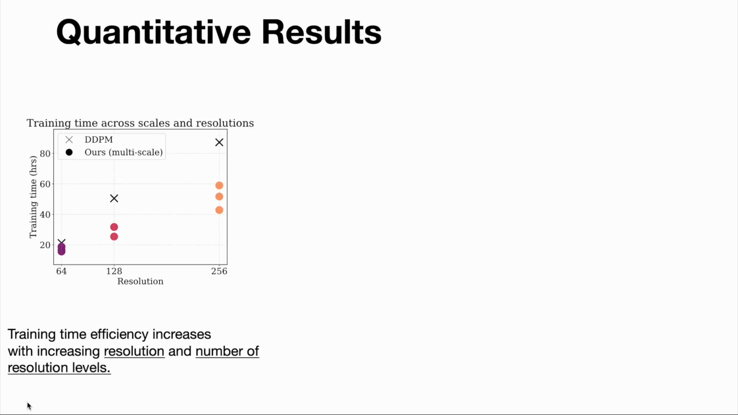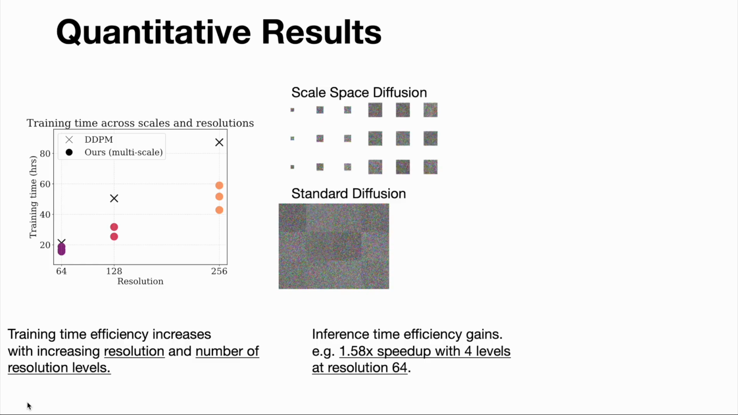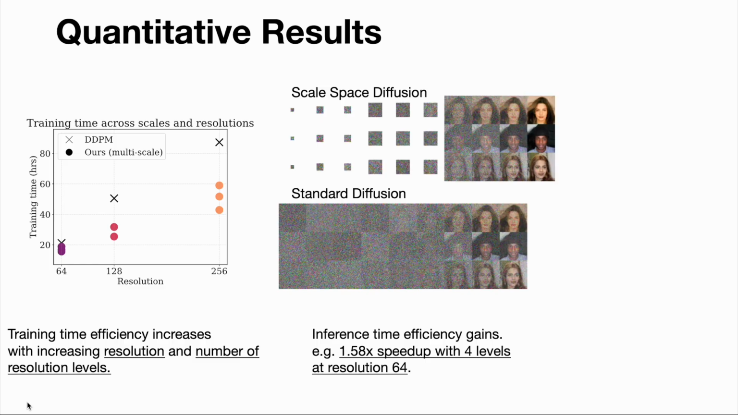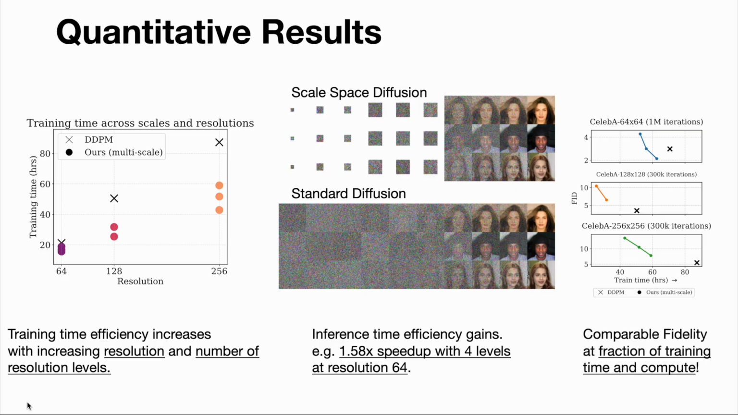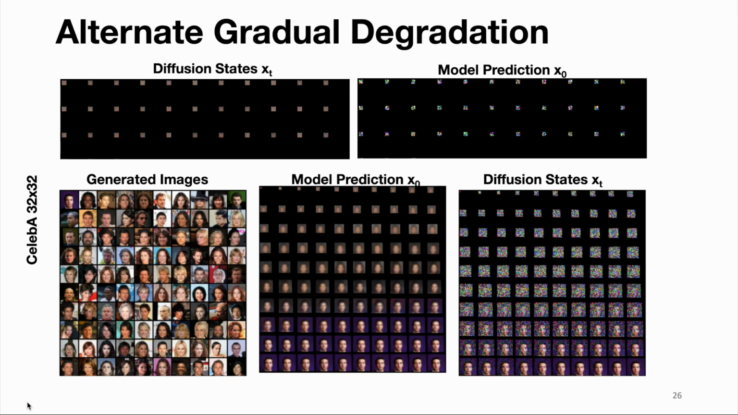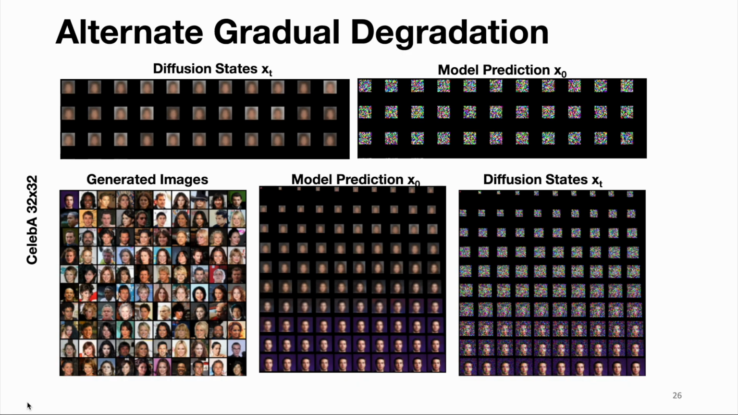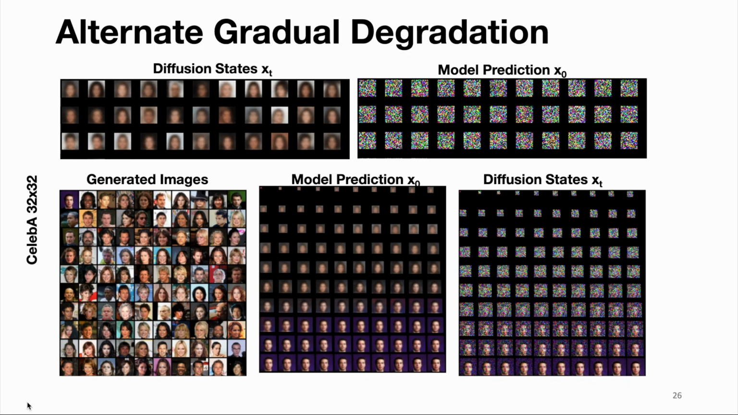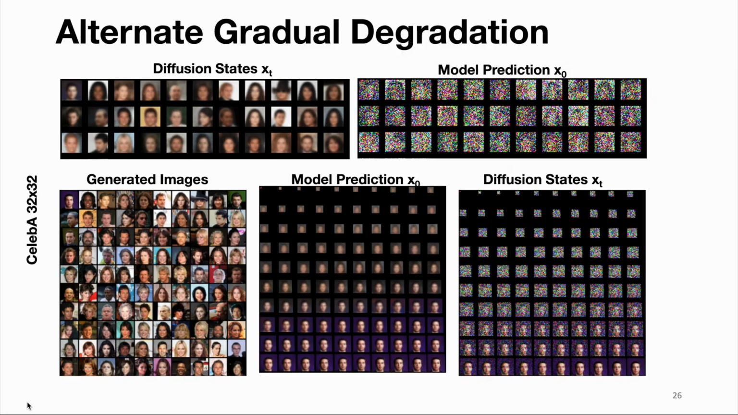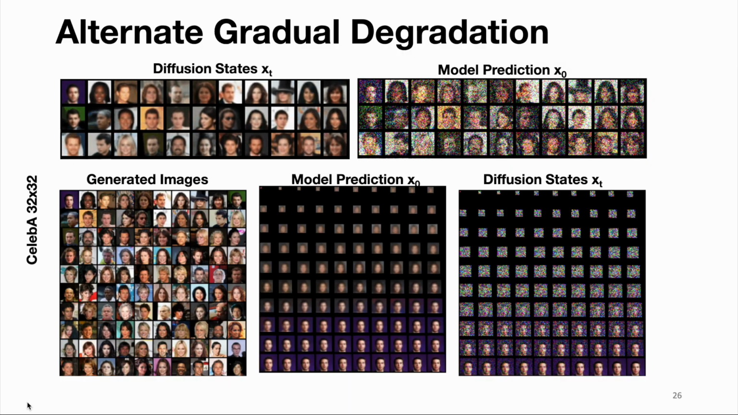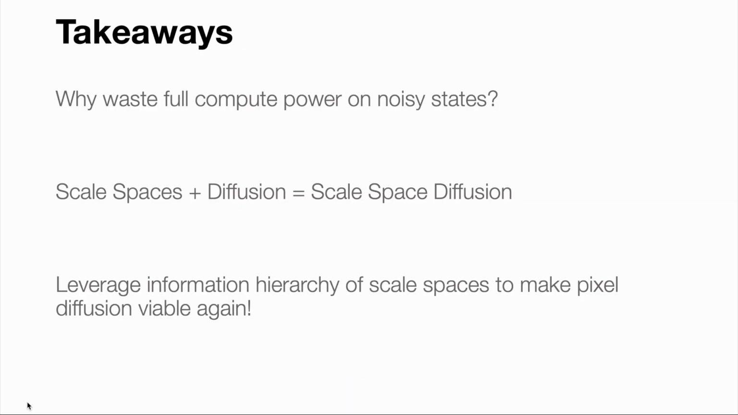We see an increase in efficiency with increasing final resolution and number of levels of resolution. The inference time is sped up by a lot, and the quality is comparable at a fraction of training time and compute. One could also choose a different degradation operator. For instance, instead of using a 2x downsampling, we could choose a gradual downsampling.